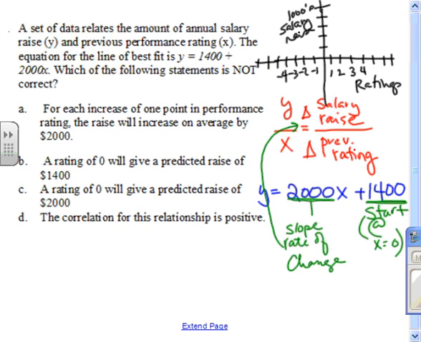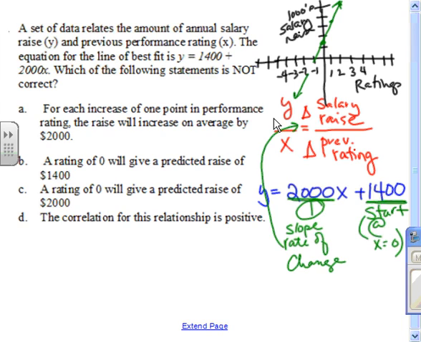So what this is saying is that as your performance rating increases by just 1, you get a $2,000 raise. Furthermore, it says you automatically get a $1,400 raise no matter what. So it starts at $1,400. And for every 1 that you go over, you get to go up $2,000. And for every 1 you go down, presumably you could actually get a negative raise, meaning you lose money that year. So let's look at these solutions.